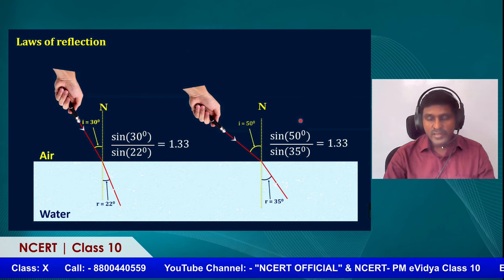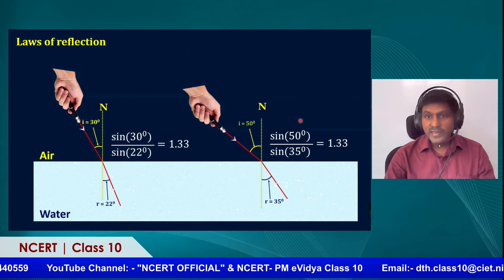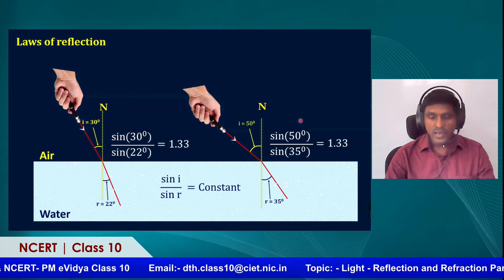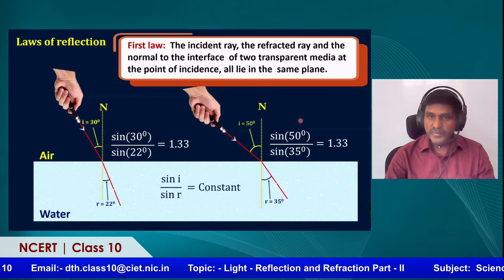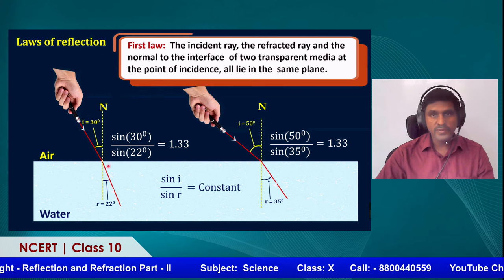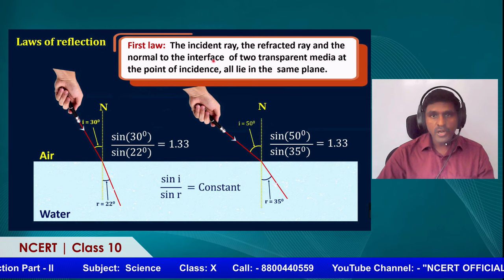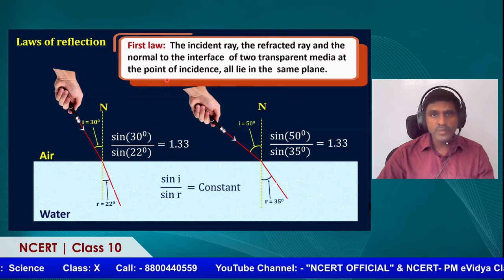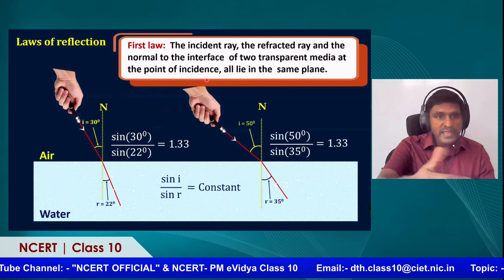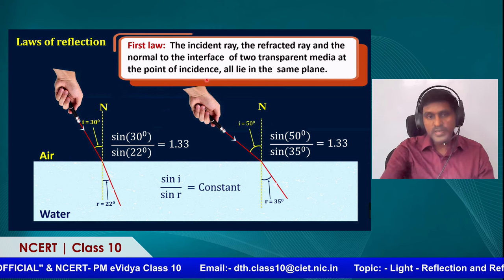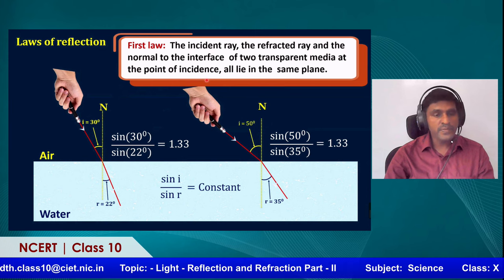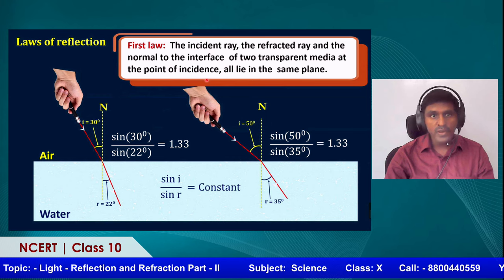So by combining all these experiments, they put it in two laws. These two laws are called the laws of refraction. The laws of reflection we studied last session. This is the laws of refraction. The first law says that the incident ray, which here is the laser light incident on the water surface, the refracted ray, and the normal to the interface of two transparent media at the point of incidence all lie in the same plane. If you consider the plane as a screen, then these three lie on the plane of the screen. This is the first law of refraction.